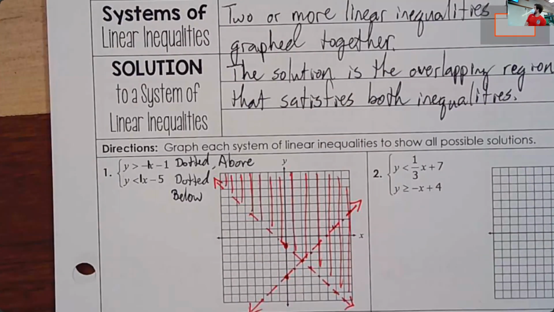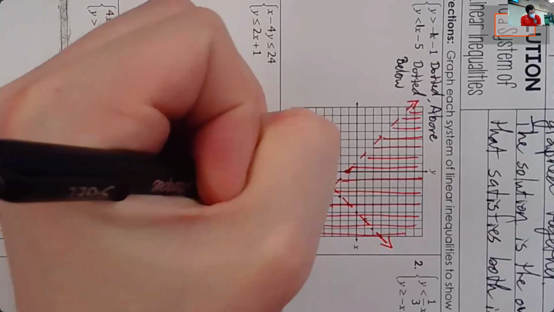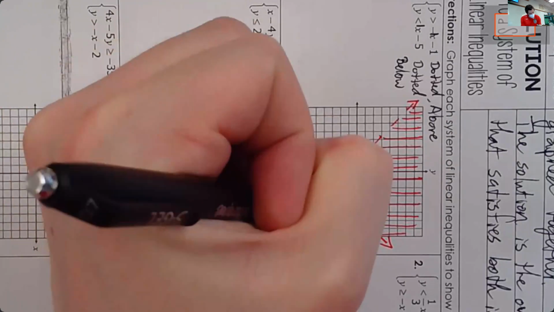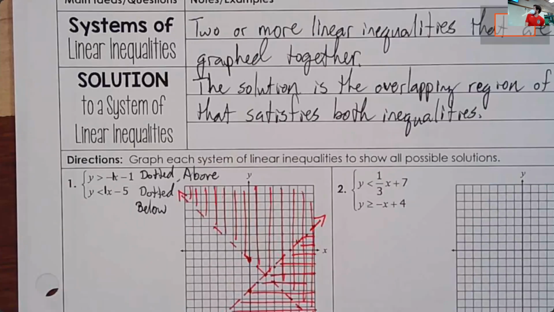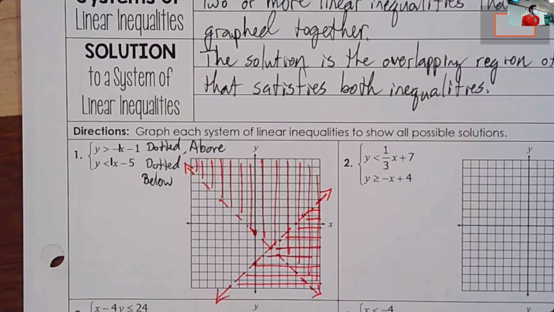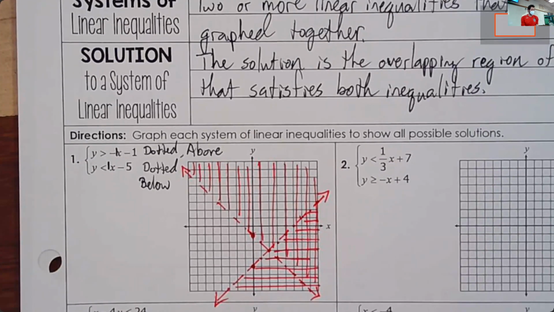And we are shading below that one. Now, in order to make it easier to see where the overlap happens, underneath here I'm not going to shade vertically. I'm going to make horizontal lines. And the horizontal lines are going to make it really clear where that overlap happens. So basically, where we have a checker pattern is our answer. Where those two lines cross over, that's going to be our solution.